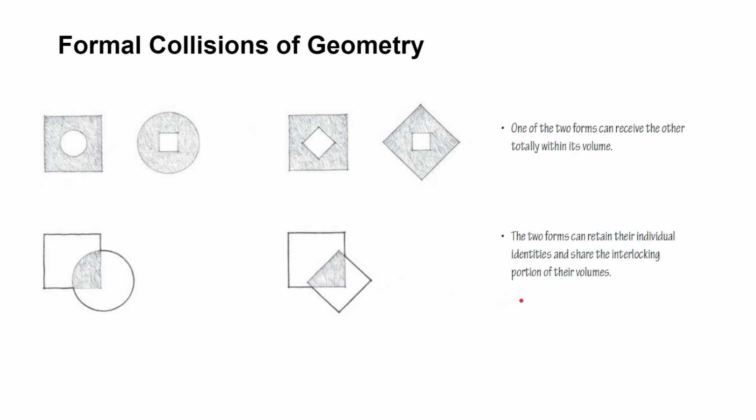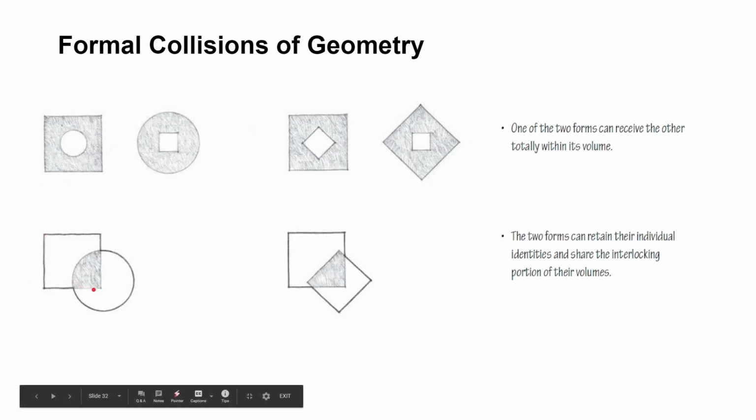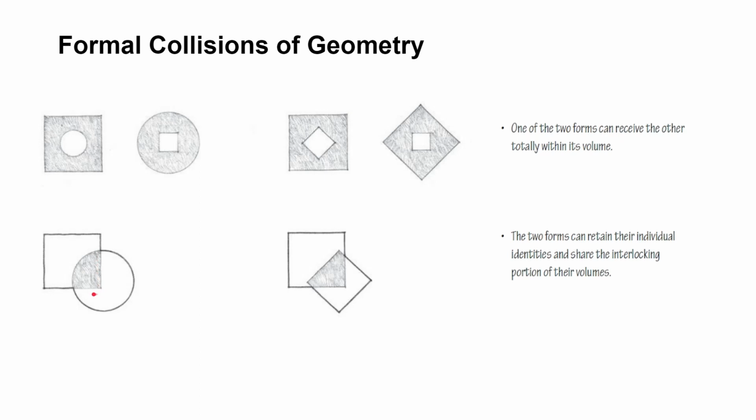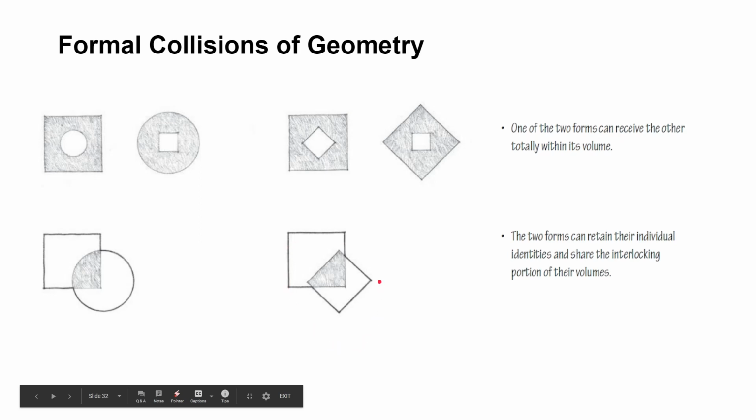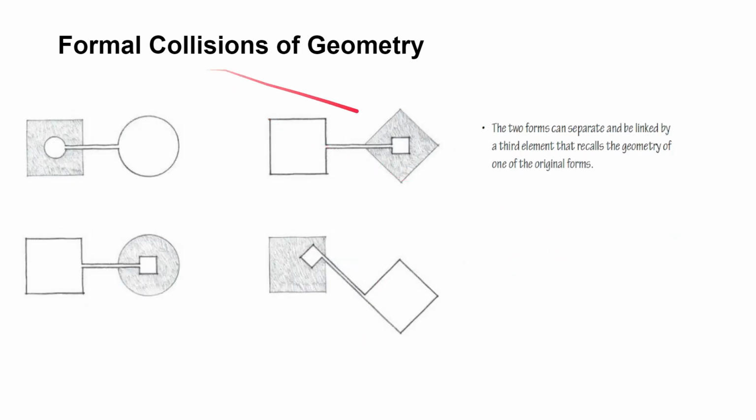And in this one, the two forms can retain their individual identities but share an interlocking portion of their volumes. So you can still recognize the square and then the circle, but they are connected by this portion of their volumes. Same for this. Formal collisions of geometry: two forms can separate and be linked by a third element. So you have a square and a circle which can be linked through a line, therefore creating a connection. Same with this one.